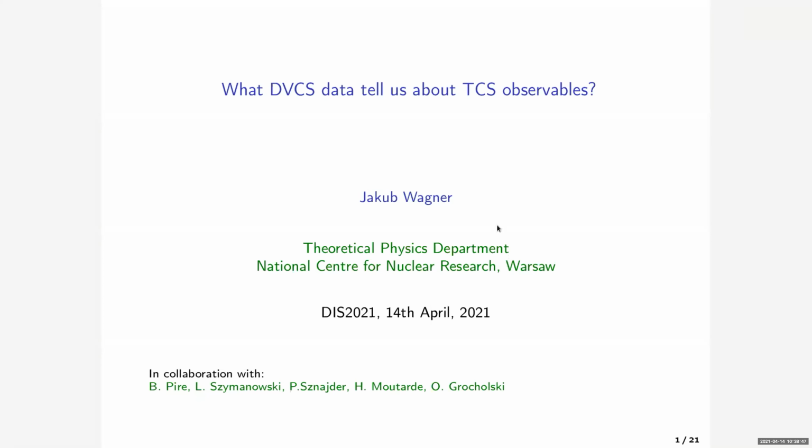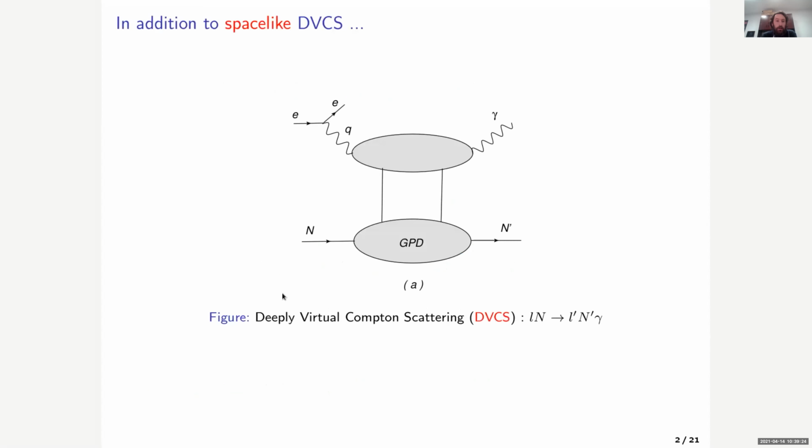So I would like to take today to talk about time-like Compton scattering, and especially about what we can learn about time-like Compton scattering from usual DVCS, from usual deeply virtual Compton scattering data, and how we use this close relation between TCS and DVCS to actually predict some TCS observables in a completely model independent way. So this talk is based on work that I've done with my collaborators, which are written below, during the last few years.